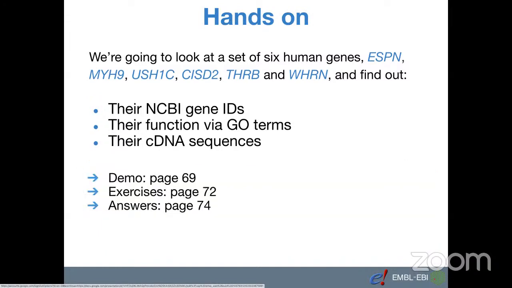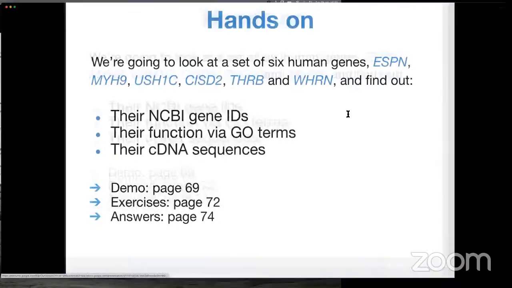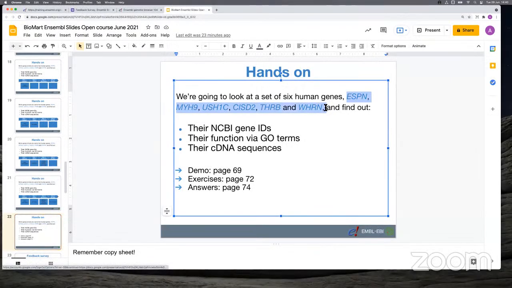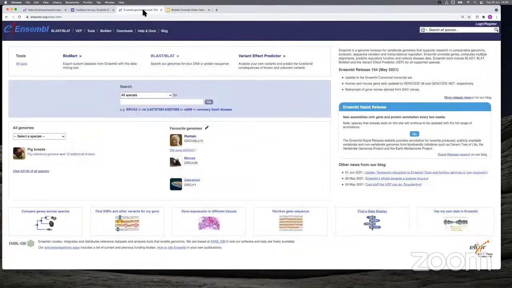So you can find the demonstration on page number 69 if you want to do it on your own computer, or you can also follow along on my screen as I go through the demo. So I'm just going to copy these genes here. And I'm going to go to the Ensembl homepage. As I mentioned in my slides, you can find BioMart on the blue navigation bar at the top of the Ensembl homepage.